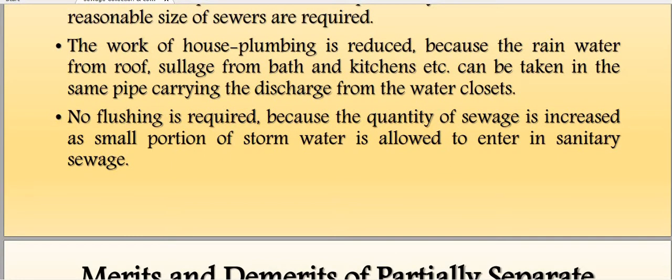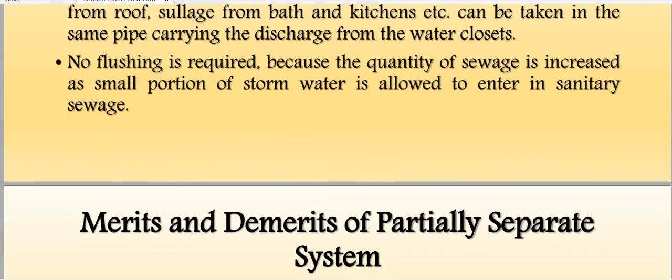Means we are allowing some quantity of storm water. As and when the sewer line gets filled up to its level, the storm water will move to another line, that is the storm water line, and hence it is known as the partially separate system.